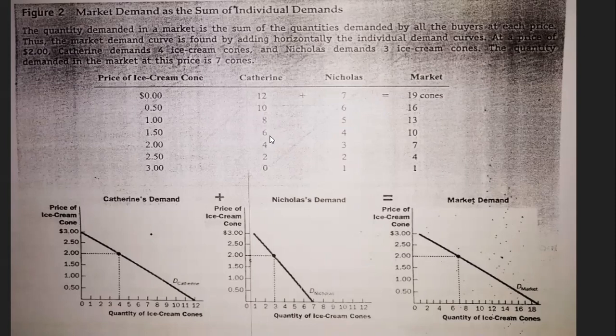Now let's have a look at the graphical representation. Here we have represented our individual demand curves, and this is the market demand curve. We have plotted the graph, and we can see that by adding the individual demand curves horizontally, we get the market demand curve. It is downward sloping because an increase in the price of the ice cream cone results in a decrease in the market demand and vice versa.